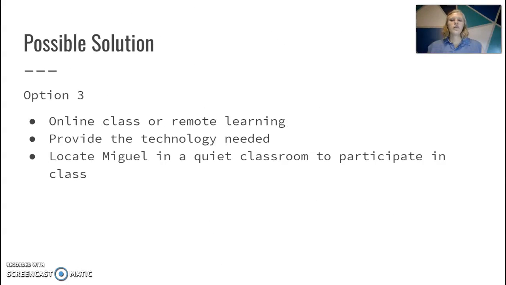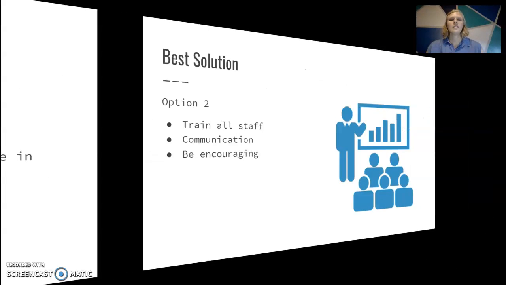Option 3, we could have Miguel take this class online, in a remote learning style. We would need to provide the technology in order to get him involved in that. And if he chooses to do remote learning with his classroom, we would relocate him to a quiet classroom in order to participate with his class.